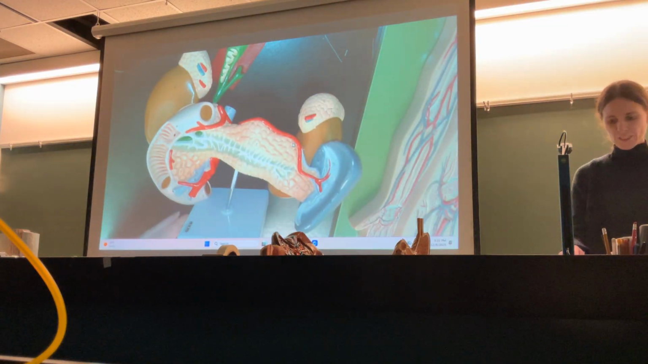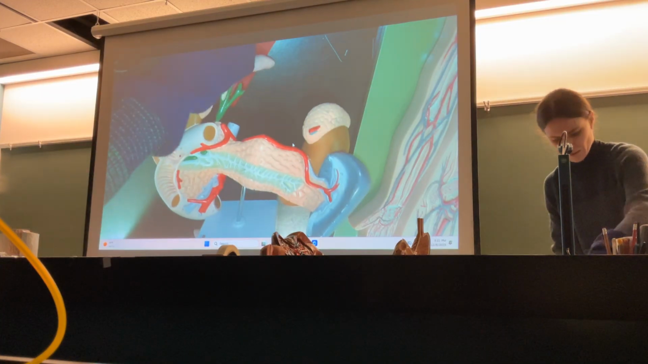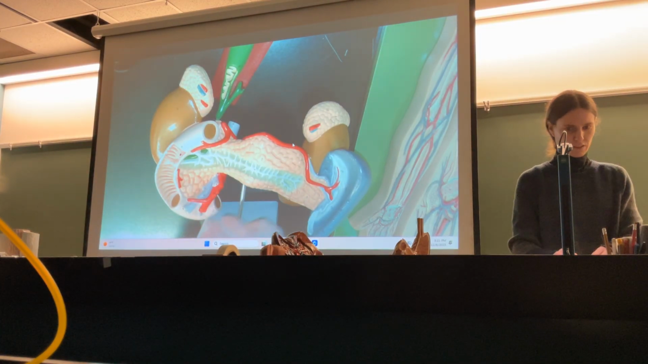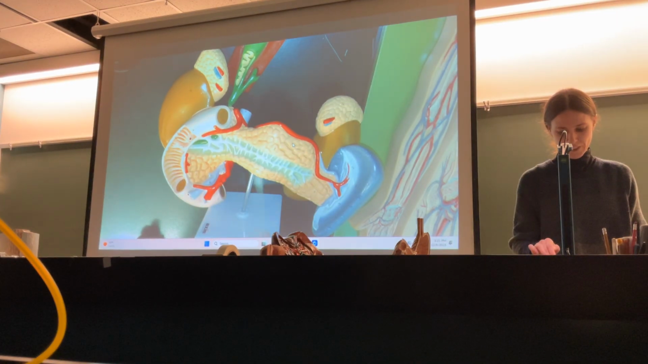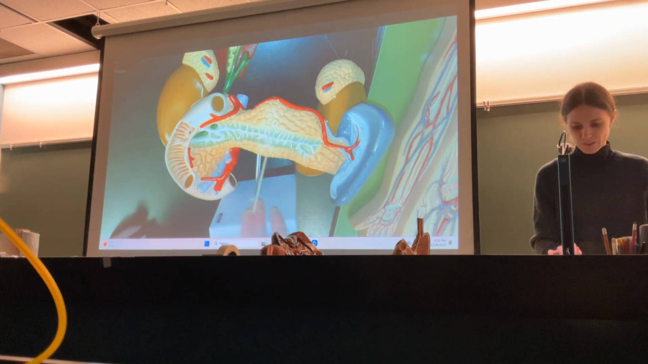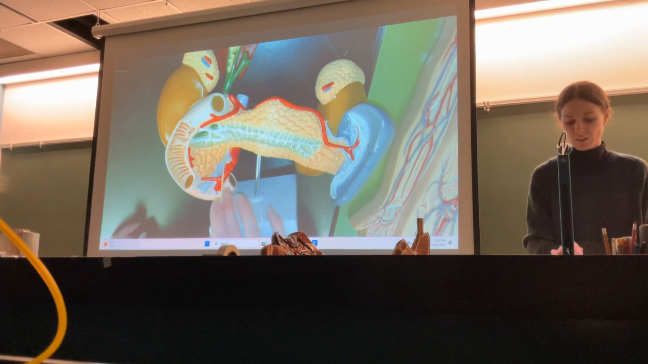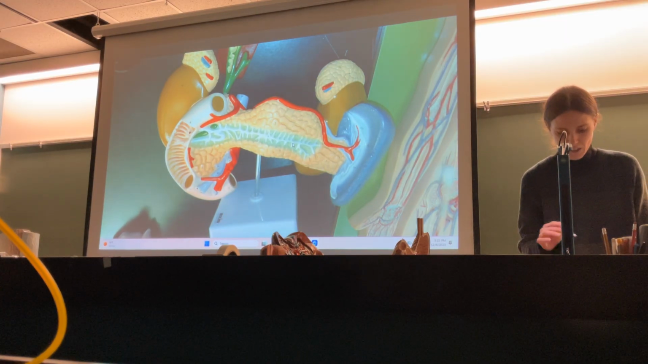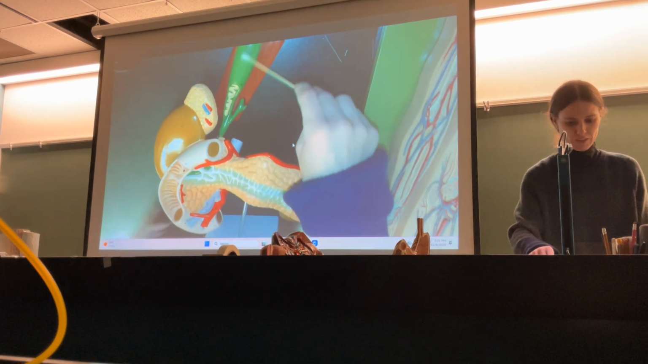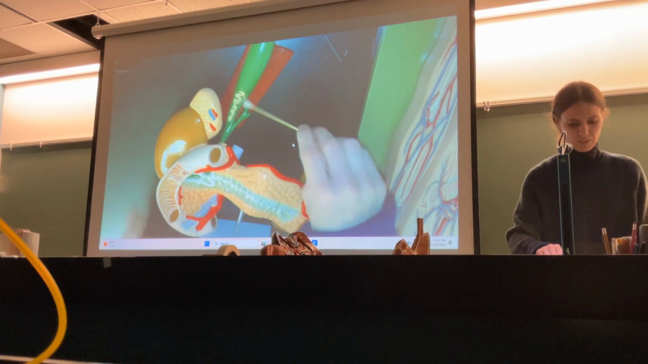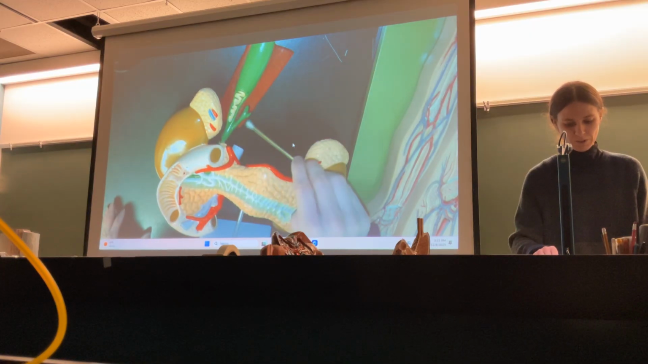That's fine. So here is, what is this structure right here? The duodenum. What is this organ right here? The pancreas. What is this duct right here? The pancreatic duct. And what is this? Gallbladder. What is this duct? What about this one?